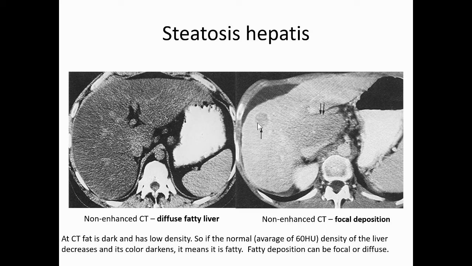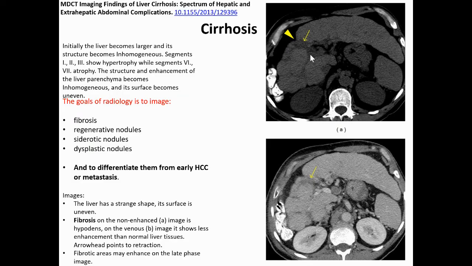And the same thing is that if you see a circular lesion, but you can measure fat in it, then that's probably just focal fatty deposition. And at ultrasound, fat is hyperechoic. So if it's a diffusely fatty liver, then that would show up as a diffusely brighter liver at ultrasound. And if we see a circular lesion, then that can be focal deposition of fat in the liver.